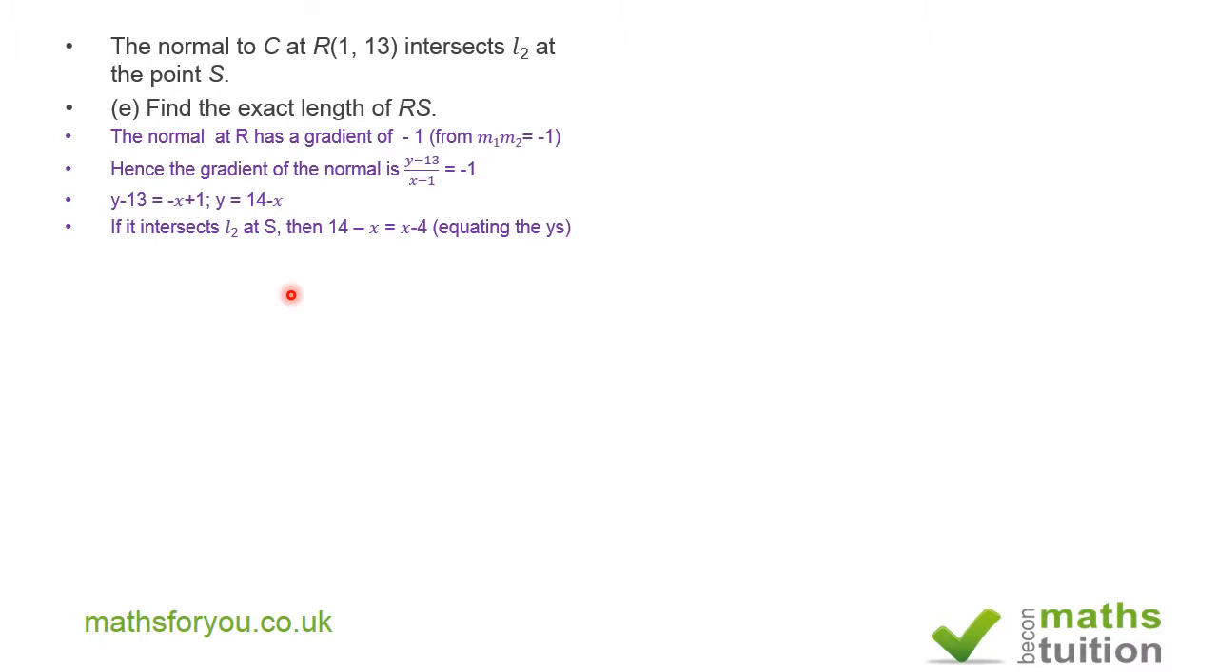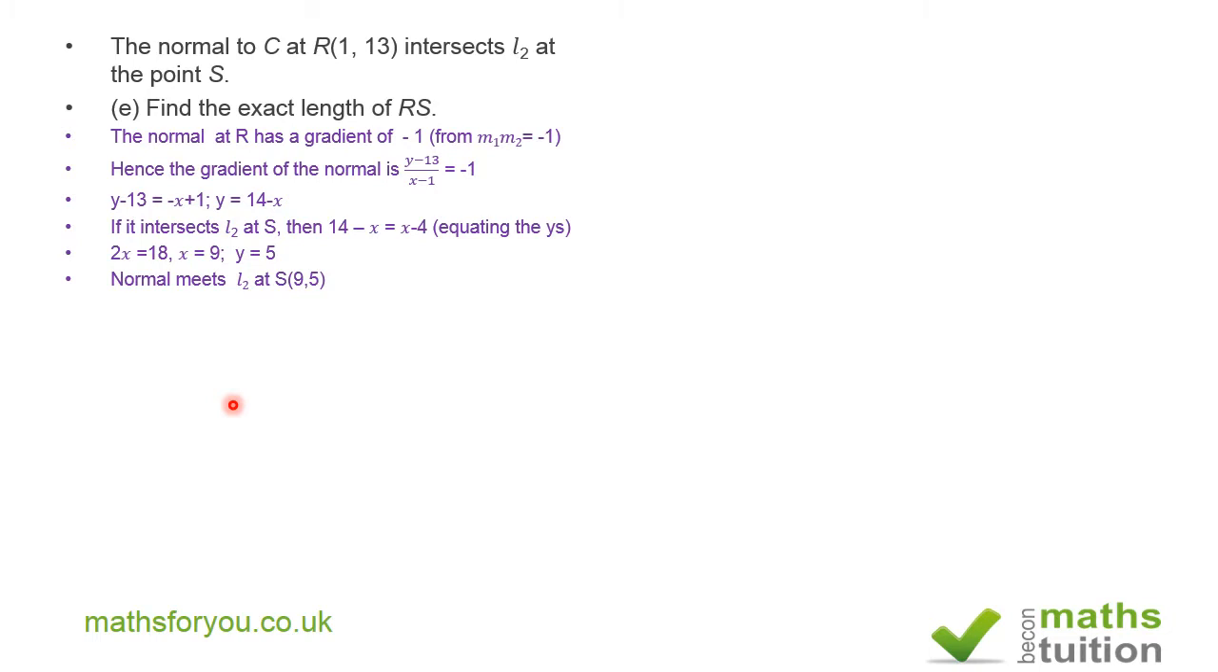Now we need to equate the y values of both the normal and the line L sub 2. So we have 14 minus x is equal to x minus 4. Okay. When we simplify, we end up with 2x is equal to 18, which gives x is equal to 9. And if x is equal to 9, then y is equal to 5. So the normal meets the line L sub 2 at the point S, where S has coordinates (9, 5).